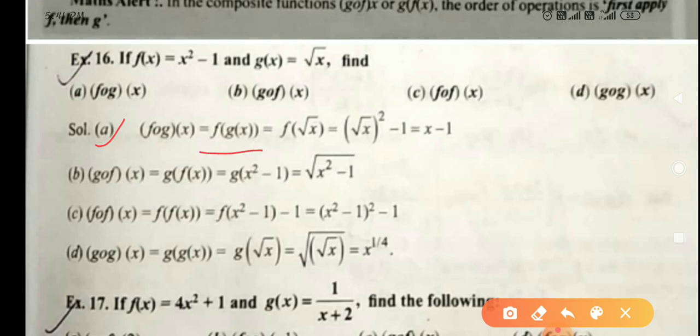It is written f of g of x. So first apply g(x). The value of g(x) is root x. So in place of g(x) you have written root x. Now in the function f, in place of x you have to put root x.